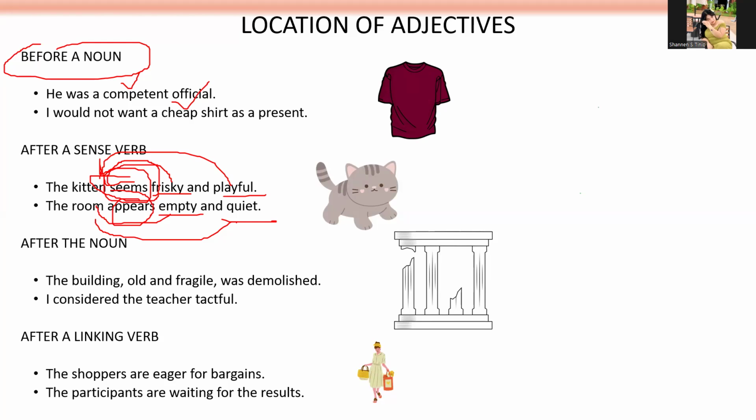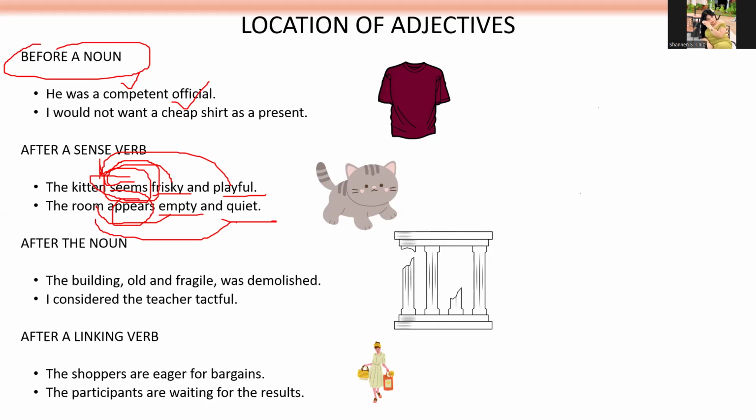So, ano na yung mga sample sentences nyo? Madali lang yan. Noun, sense verb, adjective. For example, she looks beautiful in that dress. The sense verb is looks. The subject is she. She looks, and the adjective is beautiful. She looks beautiful in that dress.